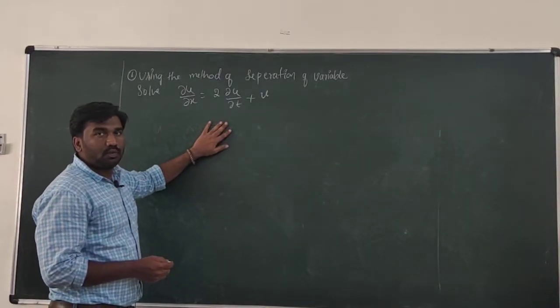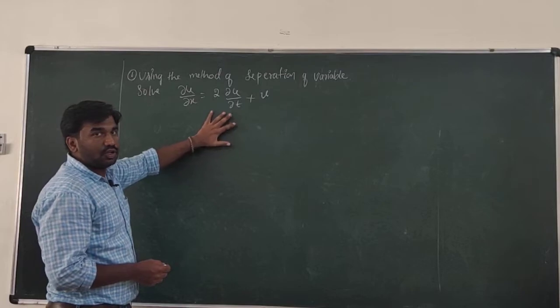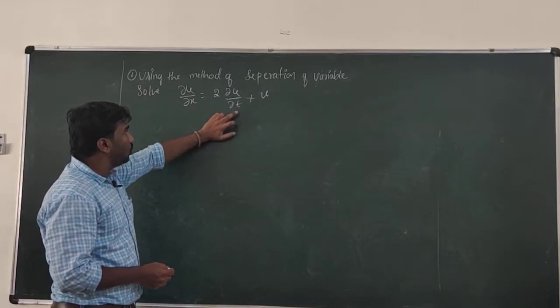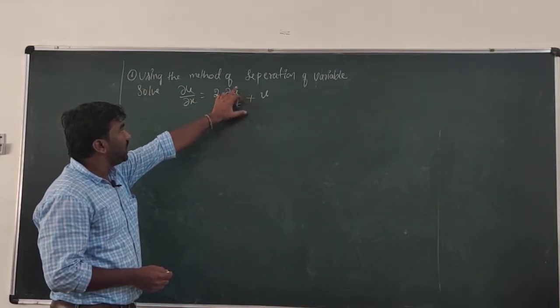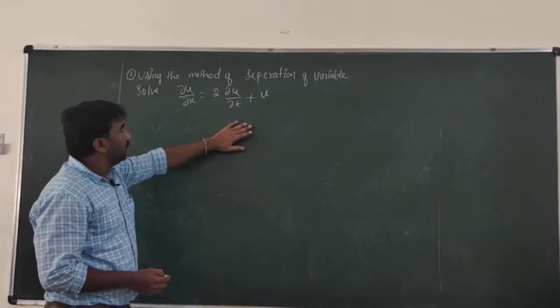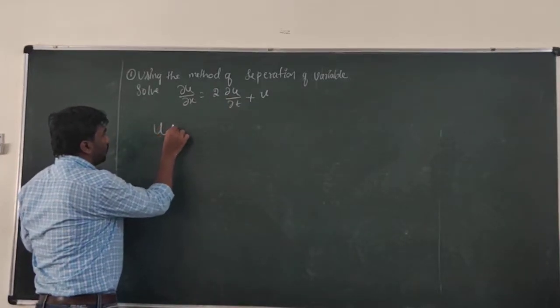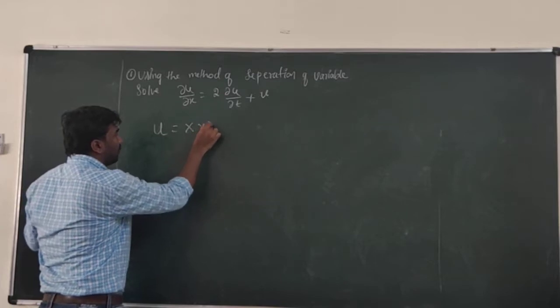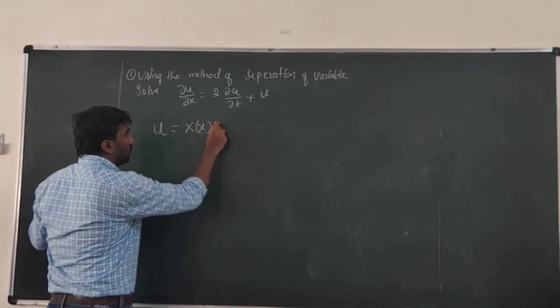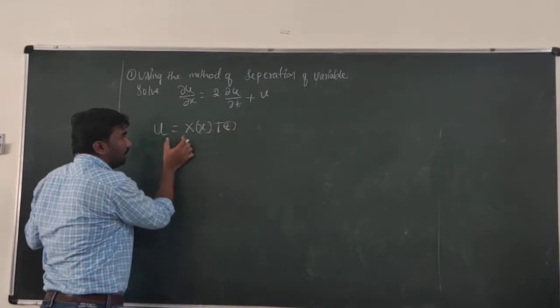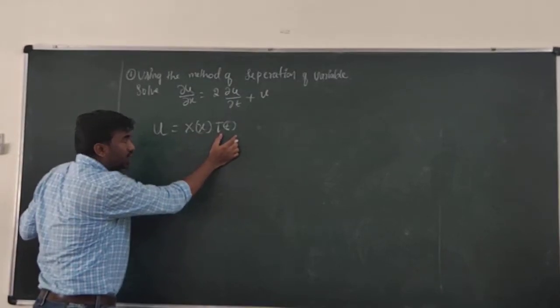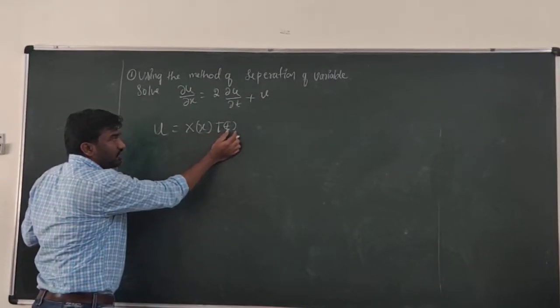In this video I am going to solve the differential equation ∂u/∂x = 2 ∂u/∂t + u using the variable separable method. Let us take u as a function of x times a function of t. So u can be replaced by X(x) T(t), where X is a function of x and T is a function of t.